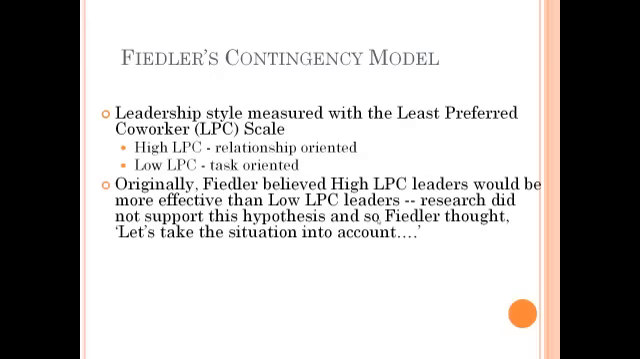Fiedler looked at a person's leadership style using a scale he called the least preferred coworker scale. He would ask people to describe the coworker with whom they least preferred to work. The more favorably they rated that person, the more he considered them relationship oriented. The lower they rated that person, the more he would classify them as a task-oriented leader.